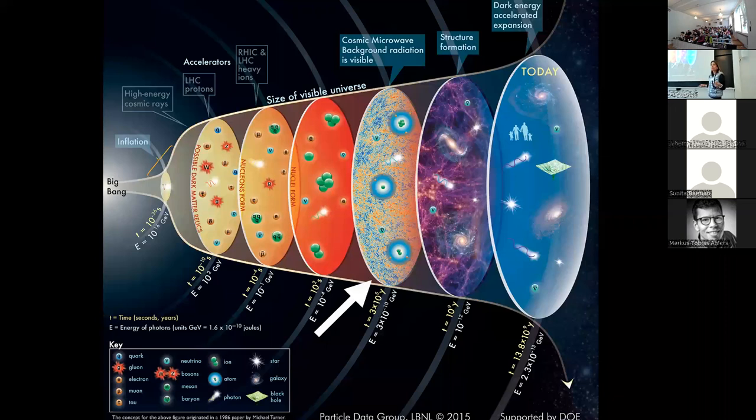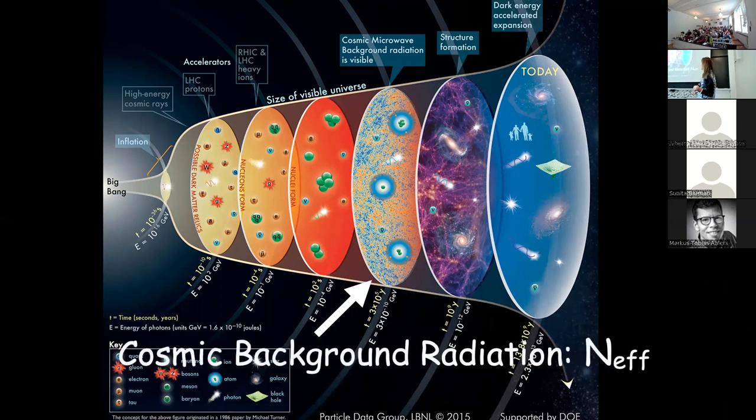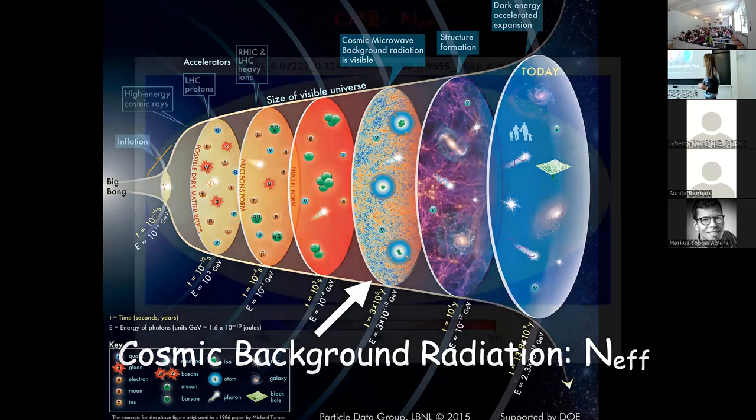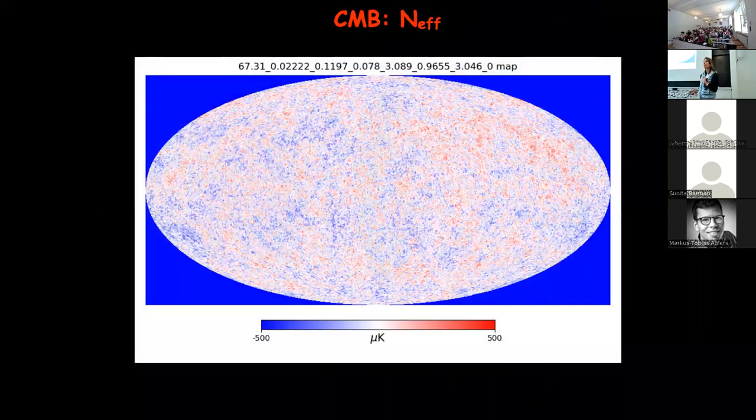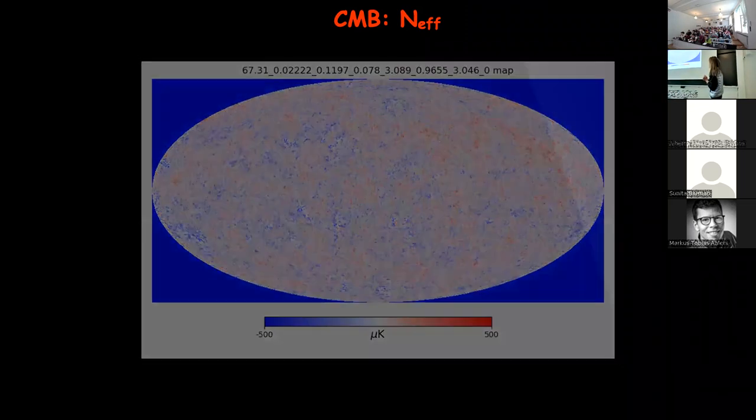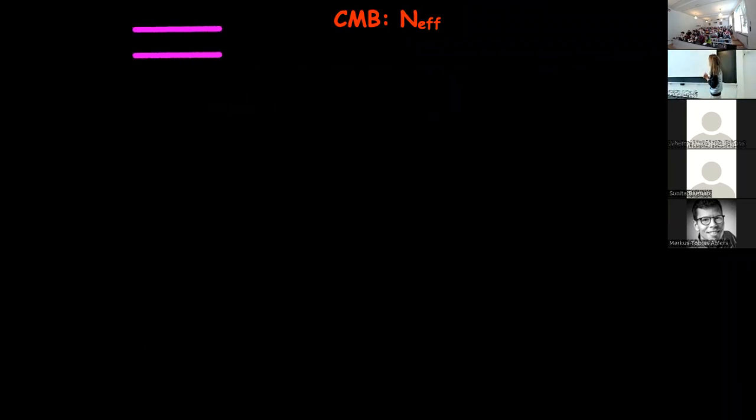Now at the CMB period, we have gone from BBN to the CMB. So the cosmic microwave background radiation, we are 300,000 years old. This is a beautiful map, an image from Planck. You can see that this image is for 3.046 neutrinos, though the precise number is 3.044, but okay.